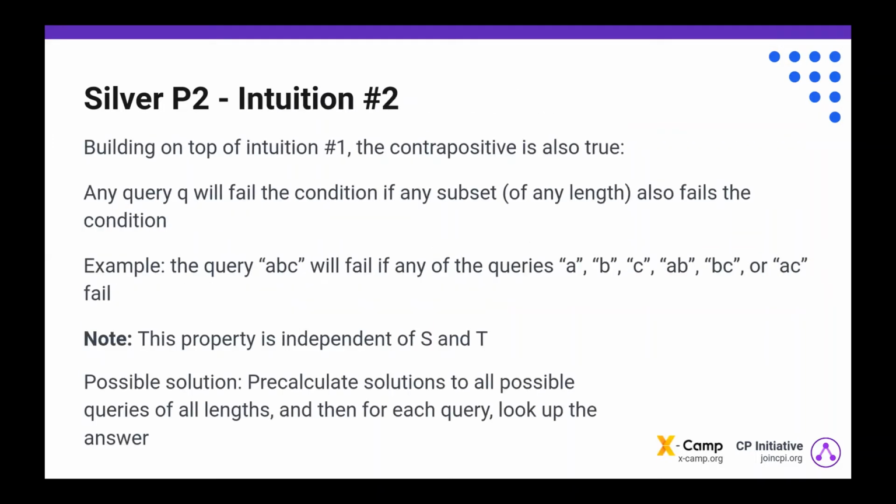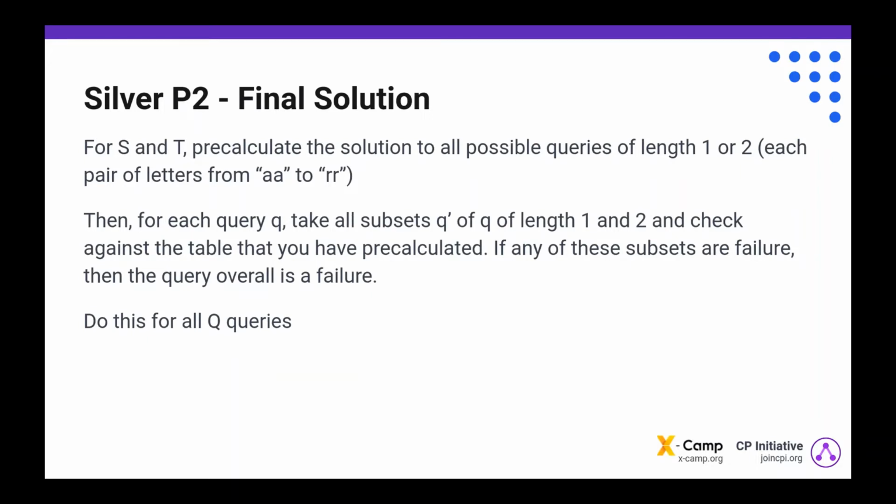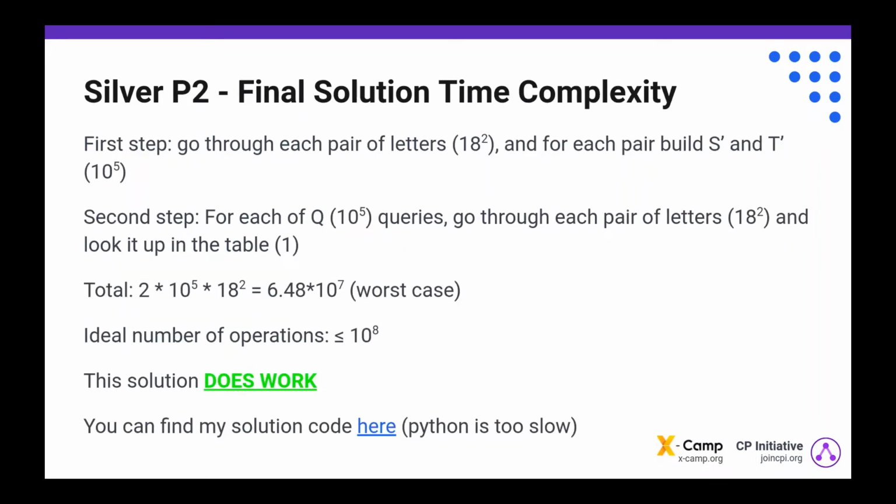So this is the final solution. Let's see the time complexity. First step, go through each pair of letters, 18 squared pairs. For each pair, build S prime and T prime, which is 10 to the 5 length. We also have to compare S prime and T prime, which is also 10 to the 5. Second step, for each of the Q queries, so there's 10 to the 5 queries, go through each pair of letters, 18 squared pairs, and look it up in the table. So lookup is 1.